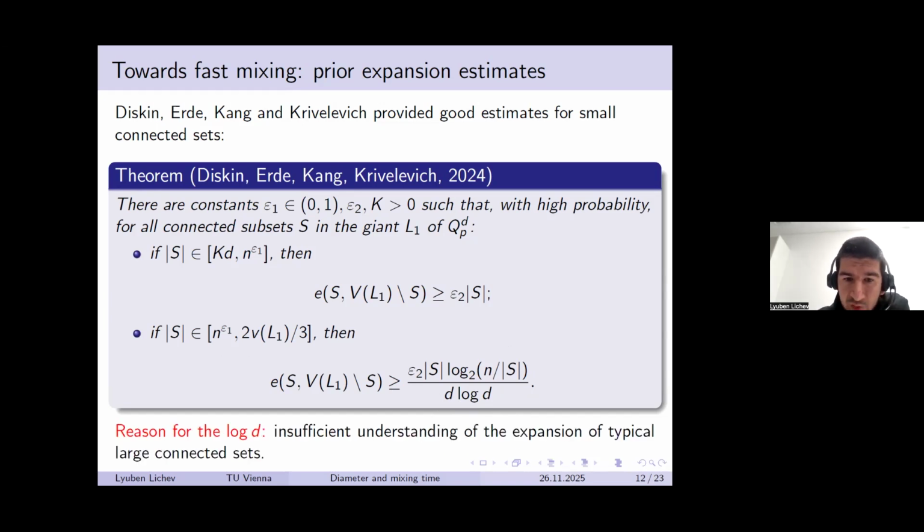And the reason for this is that they lack sufficient understanding of the expansion of typical large connected sets. What they can do quite well is to show optimal expansion of any set in the giant component. But connected sets are a bit special. Because there are much fewer of them, they actually expand much more because of randomness. And this is the point that the previous work lacks.